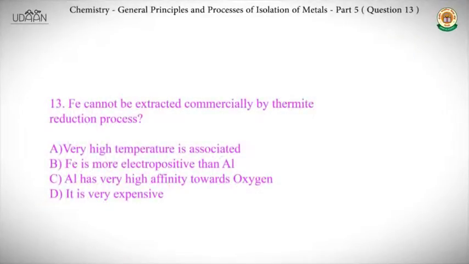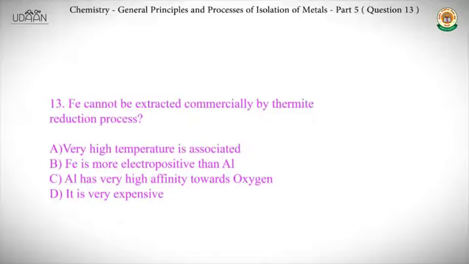So now we start question number 13 of the chapter Metallurgy. The question is, Fe cannot be extracted commercially by thermite reduction process. So what is the reason basically for this is being asked in the question. The options are: A, very high temperature is associated. Option B, Fe is more electropositive than Al. Option C, Al has a very high affinity towards oxygen. And option D, it is very expensive.